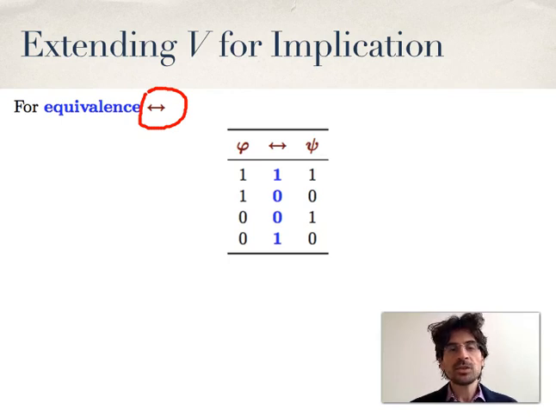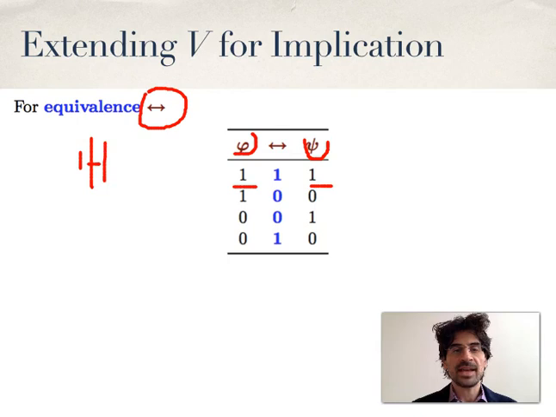So let's suppose that phi and psi are both true. Phi and psi are our arbitrary formulas. Then phi if and only if psi, which we write with this double arrow, is true, provided both phi and psi are true.